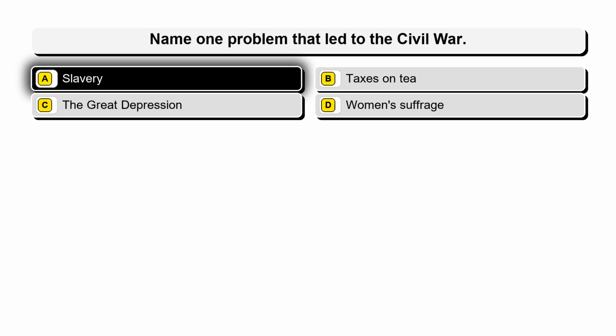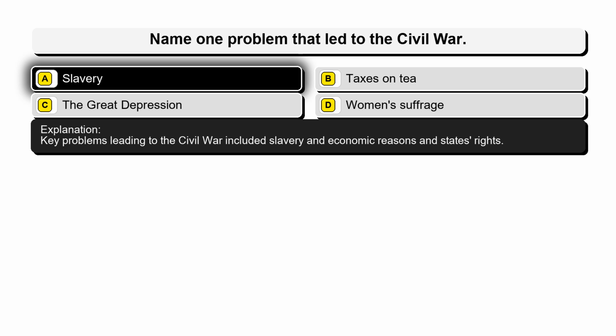The correct answer is option A, slavery. Key problems leading to the Civil War included slavery, economic reasons, and states' rights.